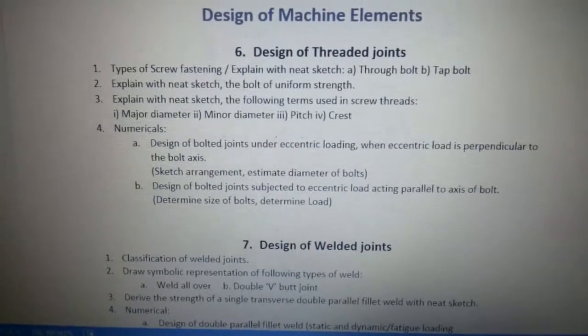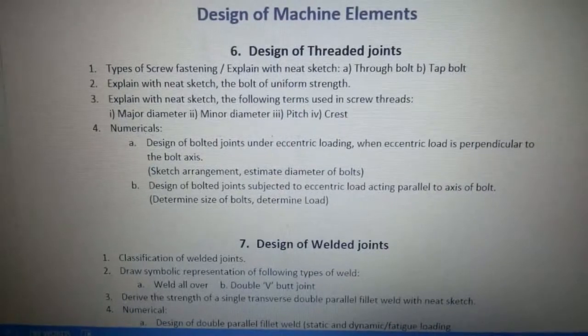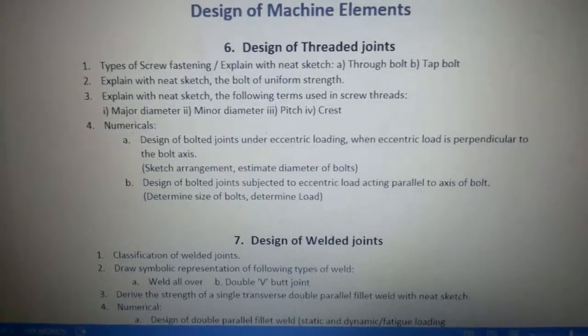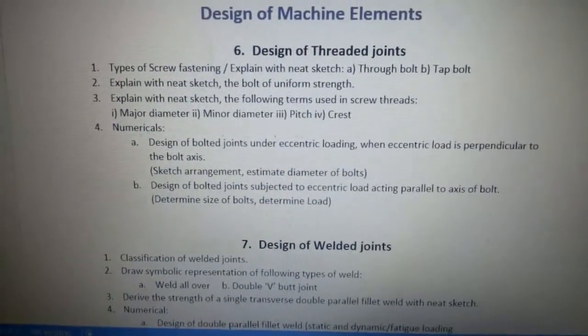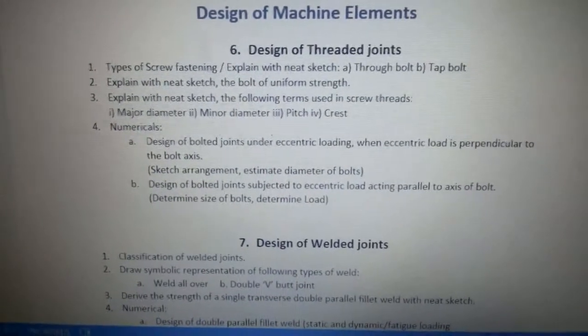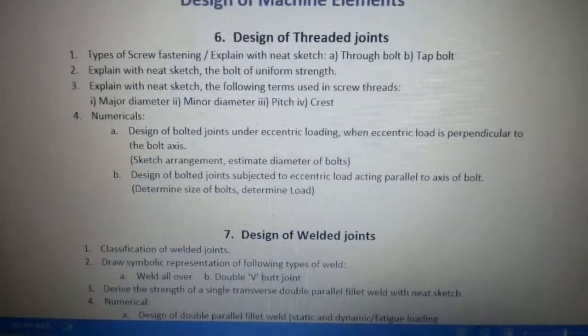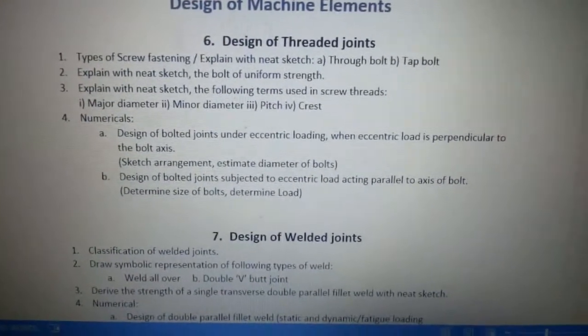So the important questions or question bank, or the questions which have come in the exams several times, have been listed over here. So let us start with questions from chapter number 6, design of threaded joint. So the first question, type of screw fastening.